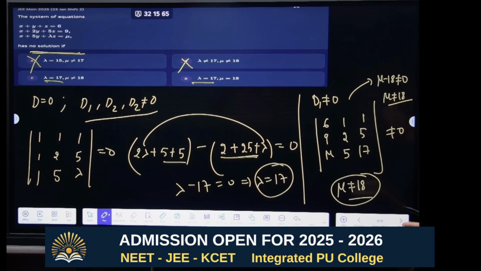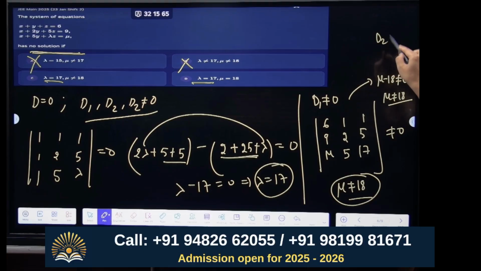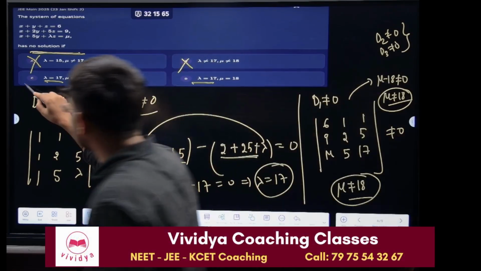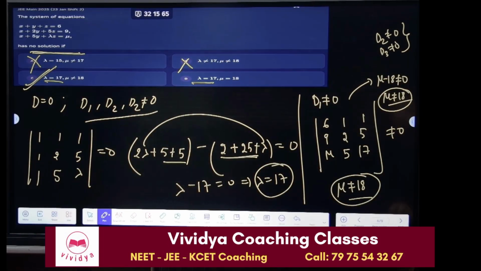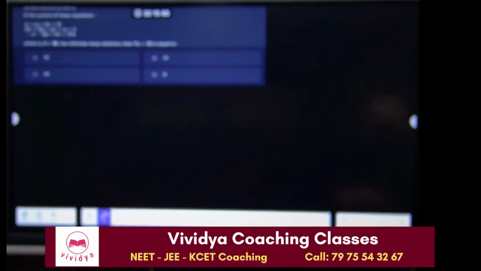You can also take d2 not equal to 0, or d3 not equal to 0. By any one of these, if you solve, you will get the same answer. So mu should not be equal to 18. So option C is the correct answer. Okay, now let's go for the next.